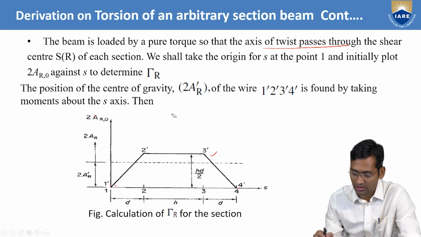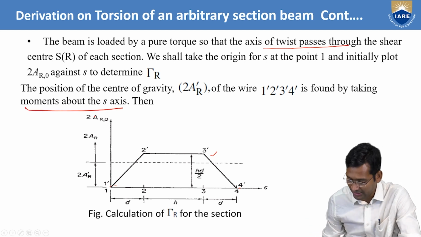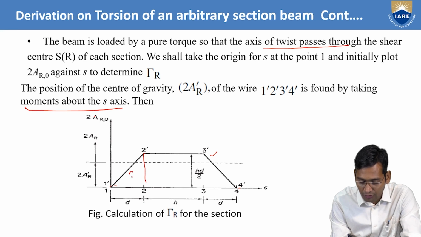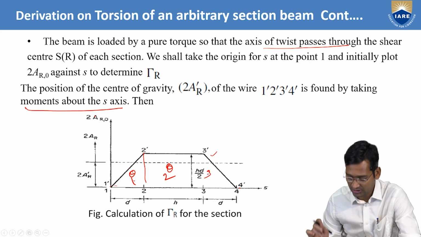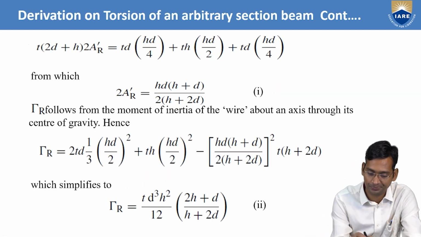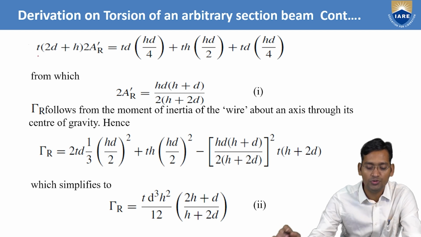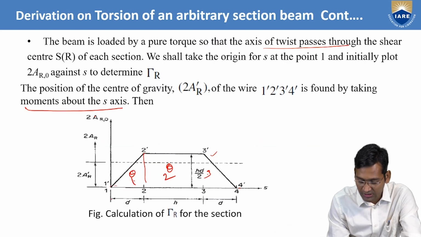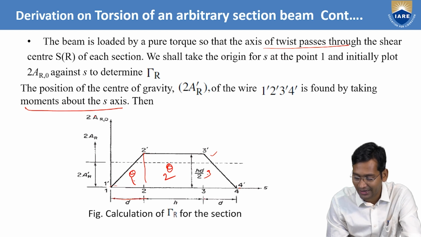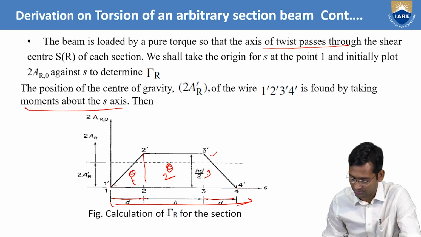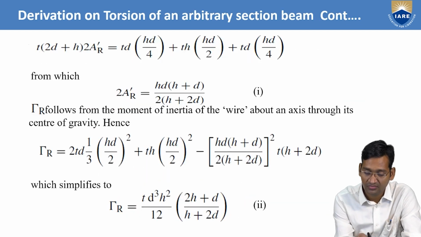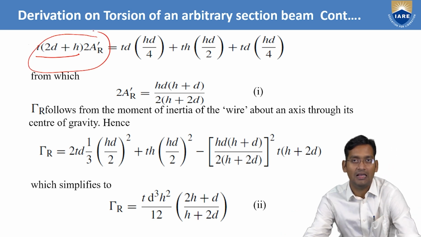See the equation of moment: what will be the moment about the x axis? We have to take this part, then this part. 1 and 3 are equal, right? So we can take that. Now just see here, the moment will be t into 2d plus s. This is d and d, so this total distance is 2d plus h. So t into 2d plus h into 2ar dash, right?